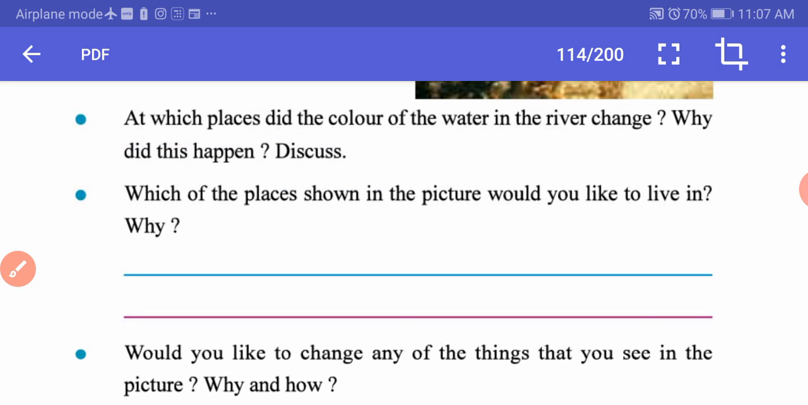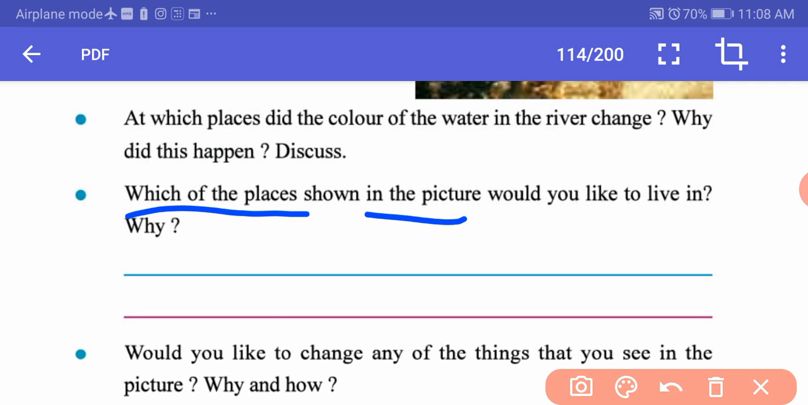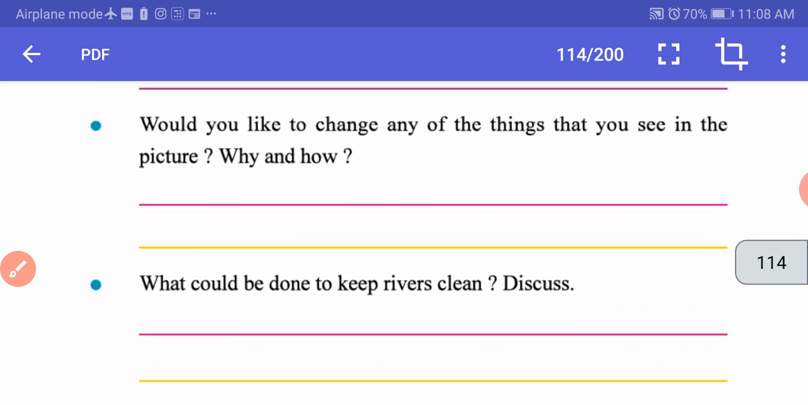Now the color of water changed near the village because people bathed animals and cattle and they washed their clothes in the water, which made the water dirty. It also changed in the area around the city because chemicals from the factory were added into the water. It was flowing into the water. The next question is, which of the places shown in the picture would you like to live in? Why? Now the answer would be, I would like to live in a place which is not polluted. That means the place near the mountain.